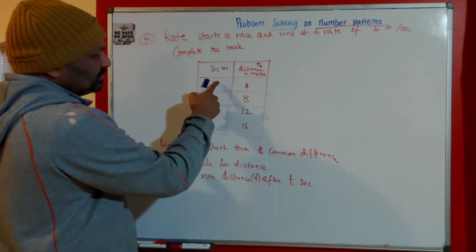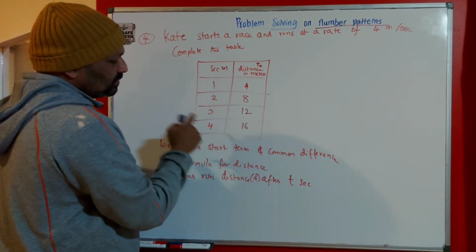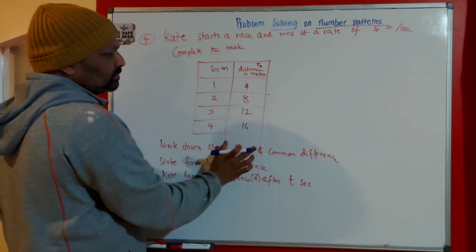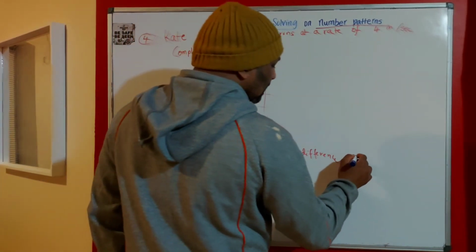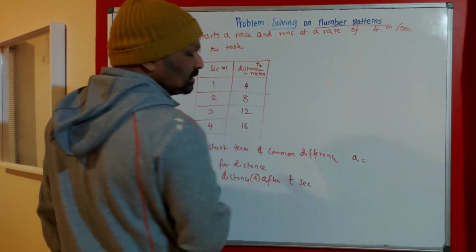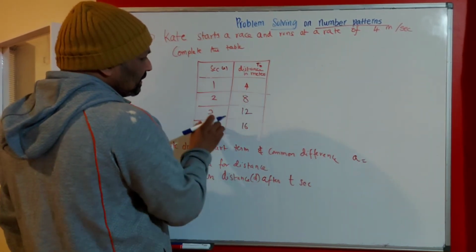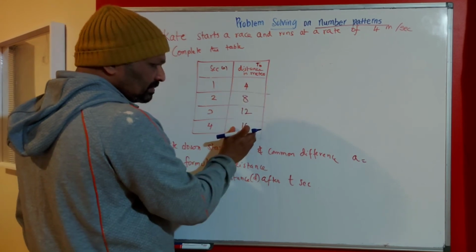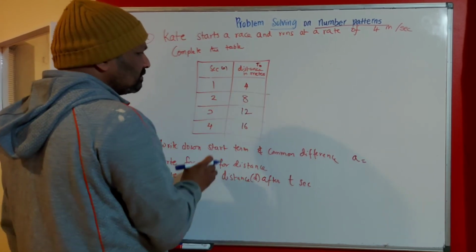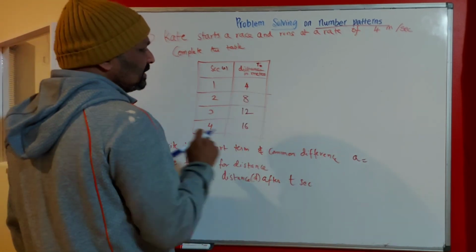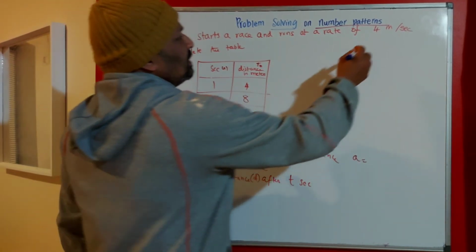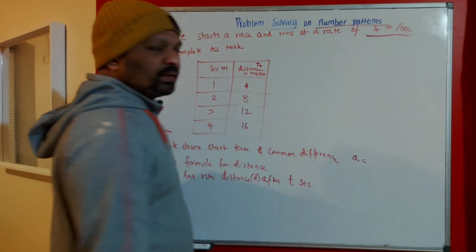And these are all in seconds: first second, second second, third second, fourth second. So we completed the table. Write down the start term and the common difference. So what is the start term? What is the pattern? Is this a pattern or is this a pattern? This is the pattern. The seconds always go 1, 2, 3, 4 only. But the distance that she is covering in each second depends on the rate at which she is running.